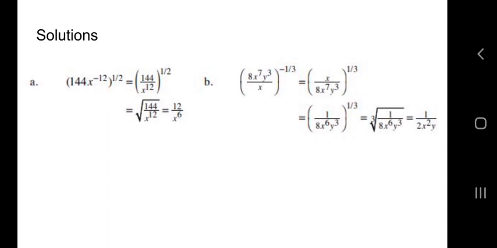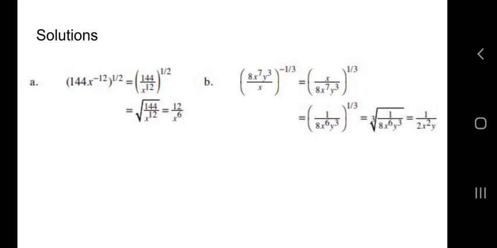Also, just so you know, with problems like this, it's standard practice to not have any negative exponents in our answer. So if we did it the first way and distributed the 1/2 right away, we would get 144 to the 1/2, which is 12, and then x to the negative 12 times 1/2, which is x to the negative 6. But we would kick the x to the negative 6 down to the bottom, and we get 12 over x to the 6th, which is what we get when we do it either way.